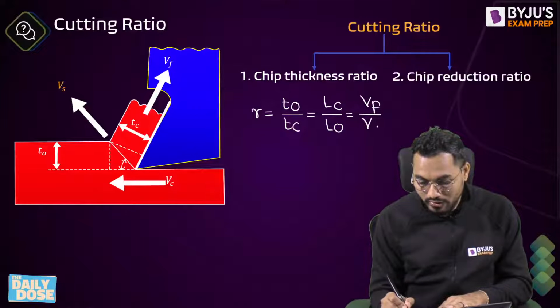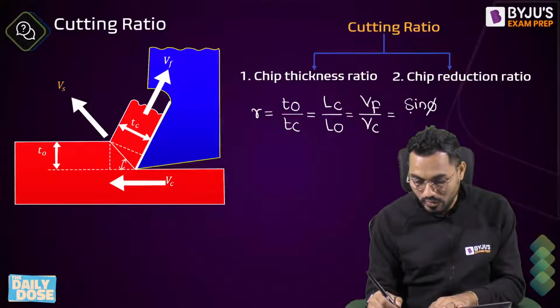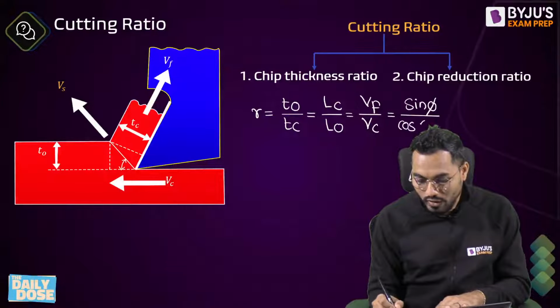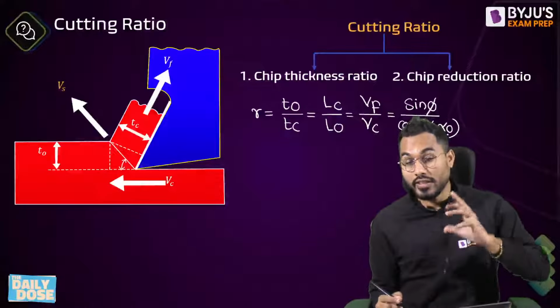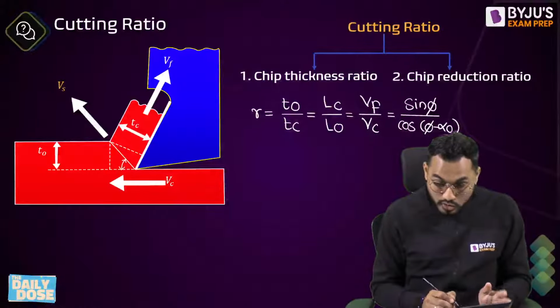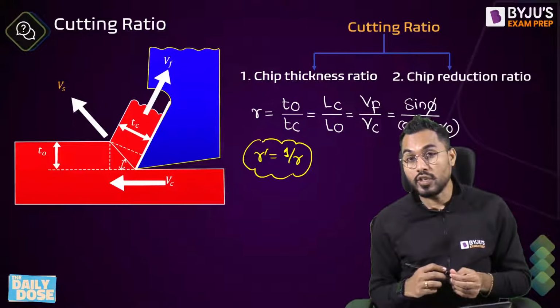VF divided by VC can be calculated as sin phi divided by cos of phi minus alpha 0. Sin phi divided by what? Cos of phi minus alpha 0. These are the multiple ways by which the chip thickness ratio can be calculated very easily. And now there is one more, called the chip reduction coefficient, that is exactly R dash is equal to 1 by R, simply 1 by R.